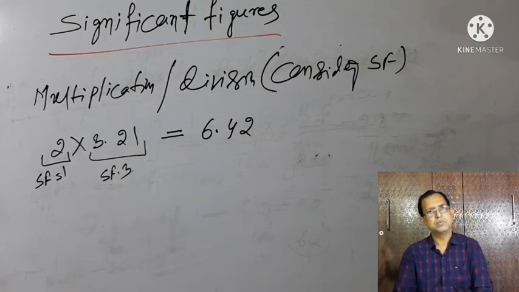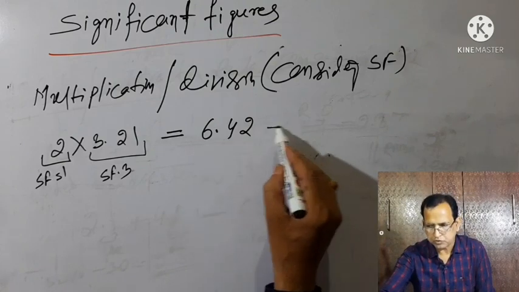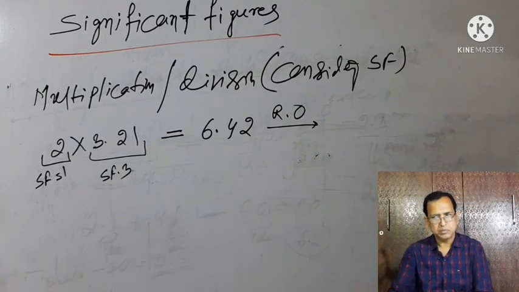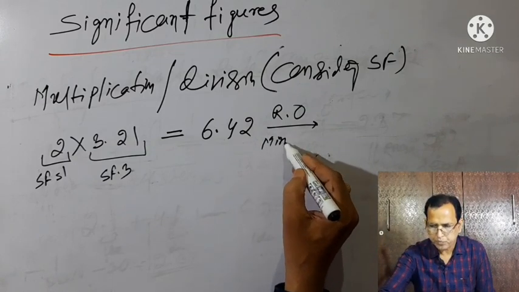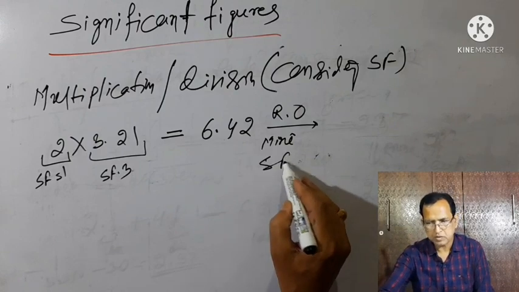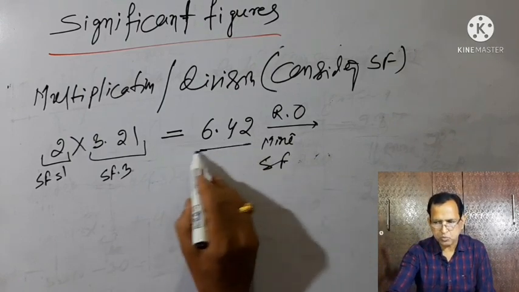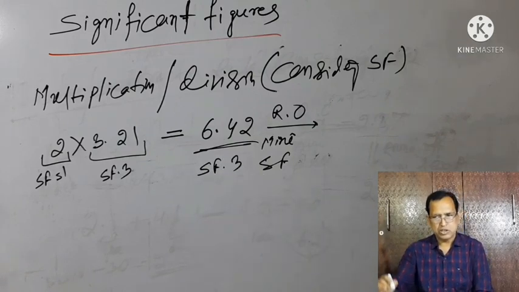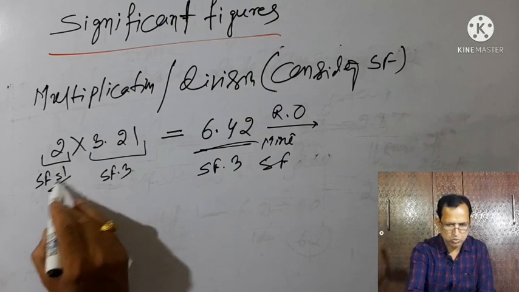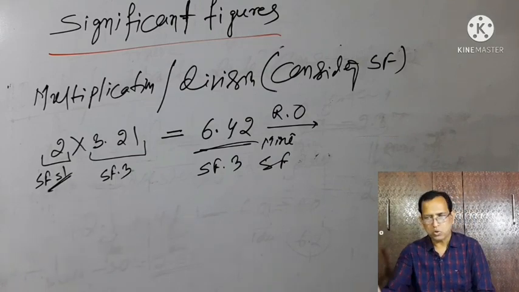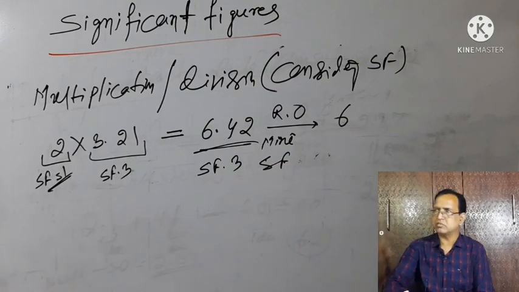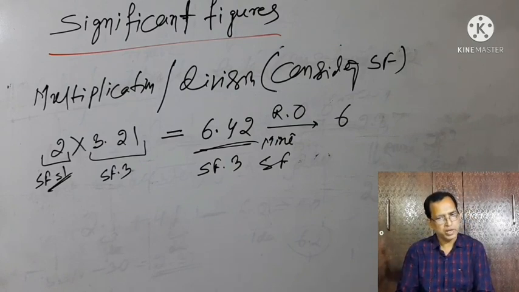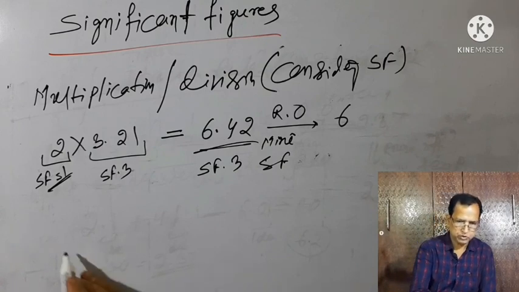In this case, the significant figure is 3. Then round off to the minimum significant figure. So here, what is the significant figure? It is 3, so we round off to the minimum significant figure, which is 1. So the answer is 6. Okay.